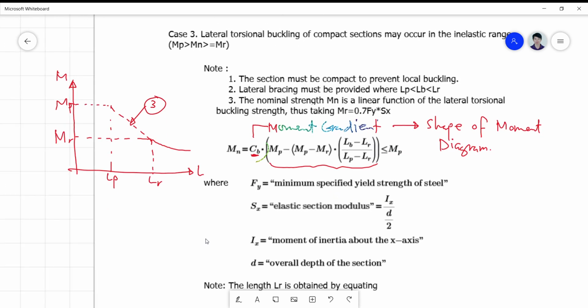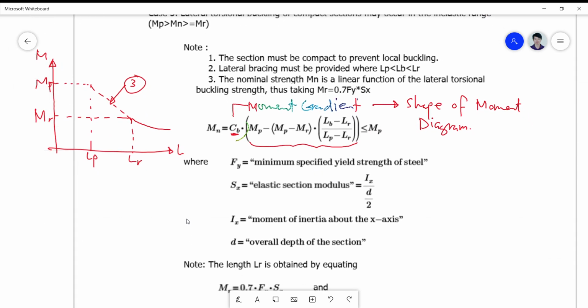So note of the parameters involved: Fy, Sx, Ix, and D are all the same parameters we are using in another formula in steel design.